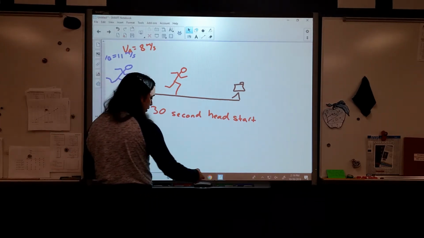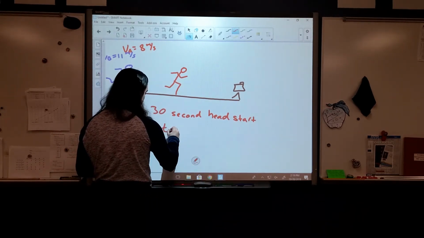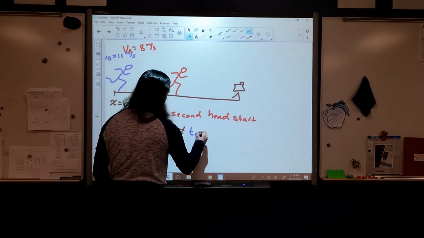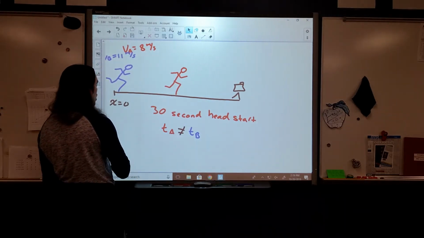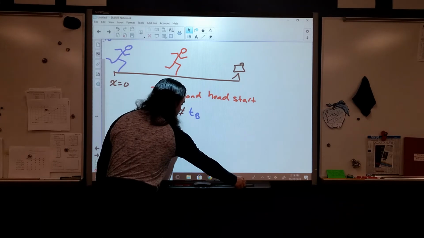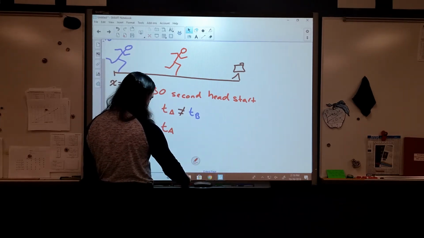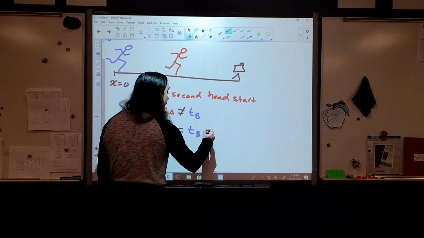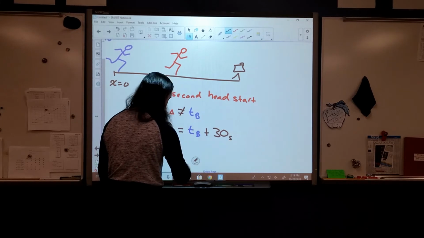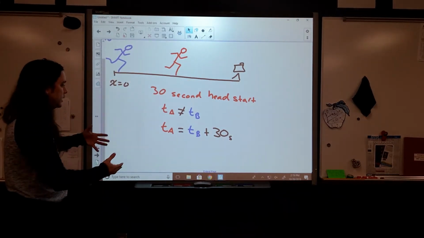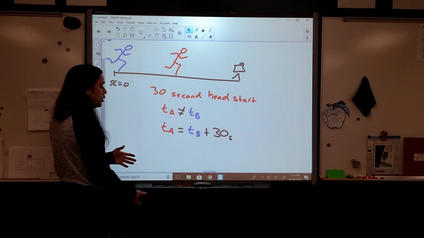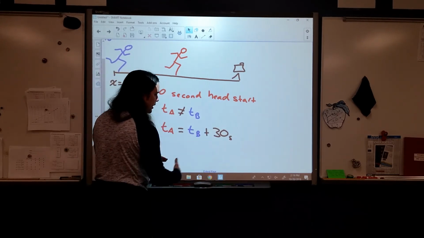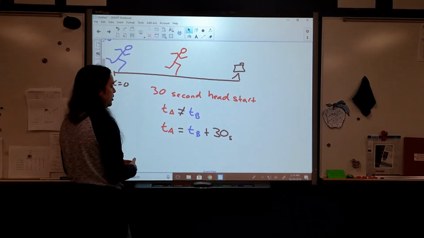The next thing that we could set up is the following. Our times would not be the same. Time A would not be equal to time B, because runner A has been running for 30 seconds longer than runner B. So I can say that TA is equal to TB plus 30 seconds. It's another relationship, and it's a little more complex than the one we saw before, but it works exactly the same as delta XA plus delta XB equals 10,000 meters. It's the same type of setup that we had before.